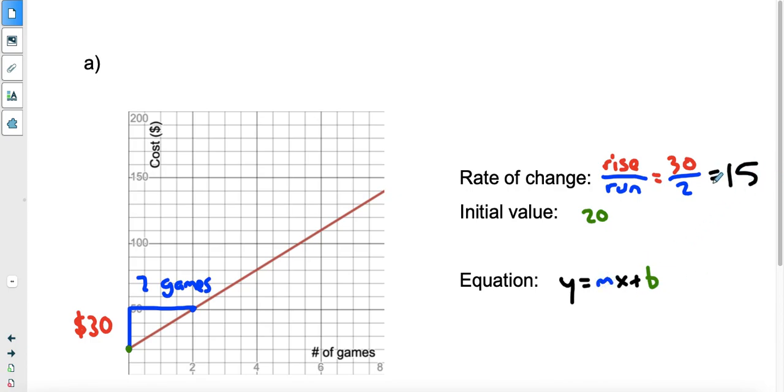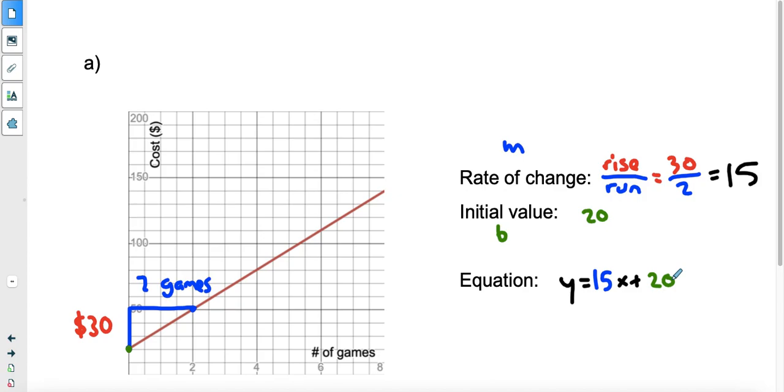M, our rate of change, we know is 15. Right, so in place of m, I can plug in 15. So I'm going to do that. In place of m here, I'm going to plug in 15. And b, our initial value, we know is just 20. So in place of b here, I'm going to plug in 20. And there's my equation.